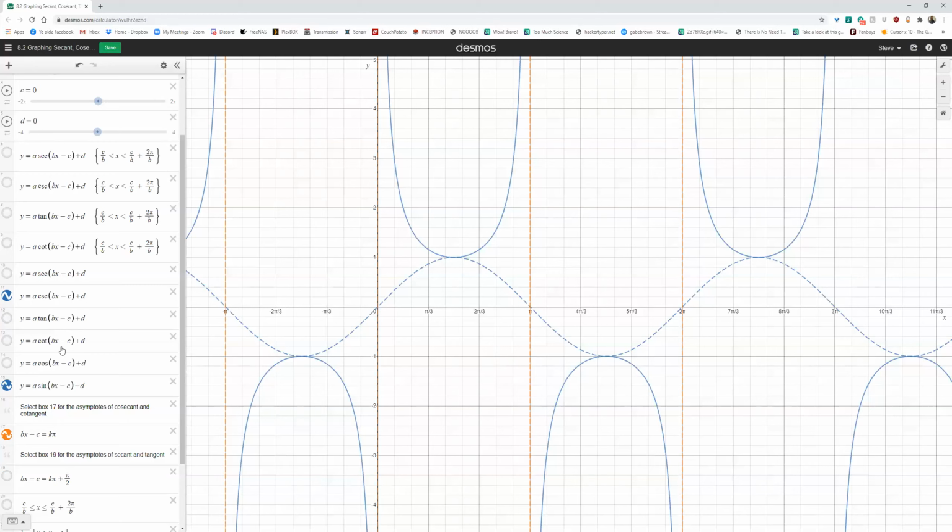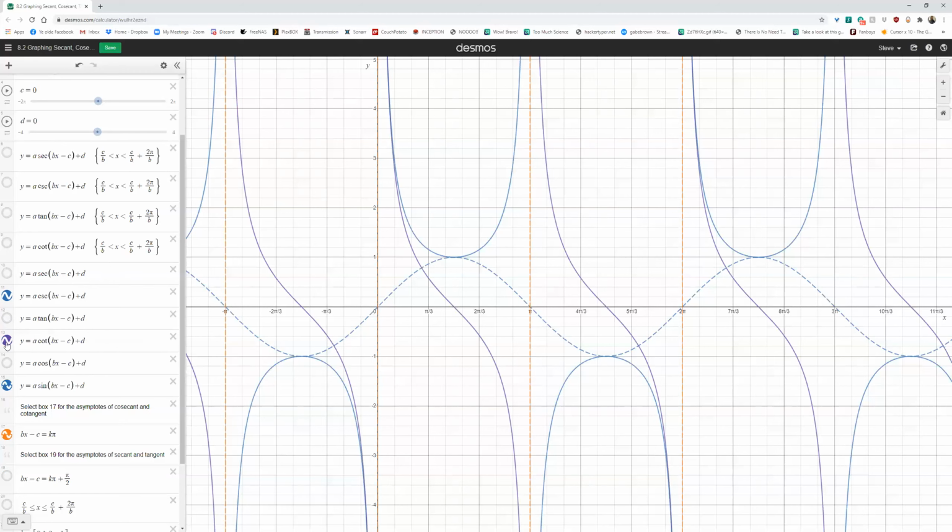So let's turn on the graph of cotangent to see it next to the graph of cosecant and sine. And we have it here in purple. And we see that cosecant also has the same asymptotes as cotangent.